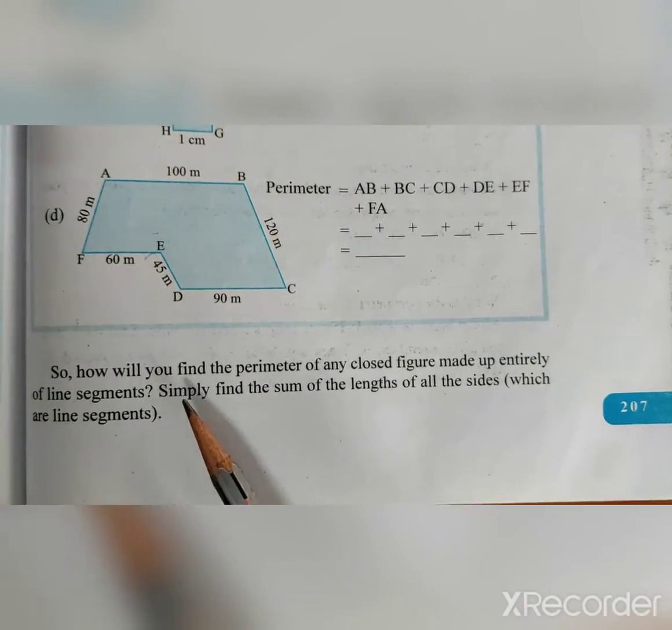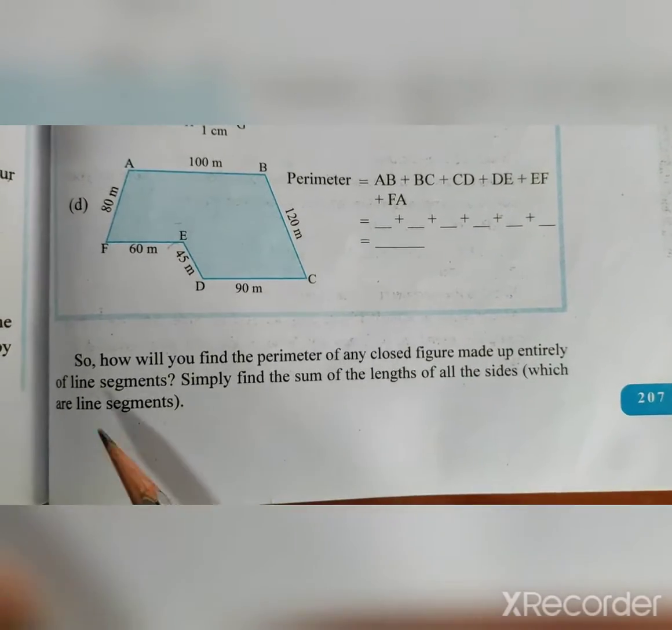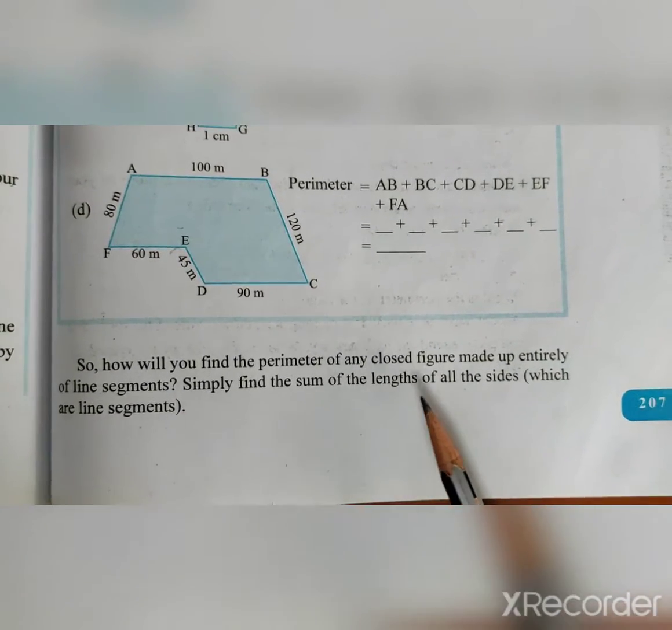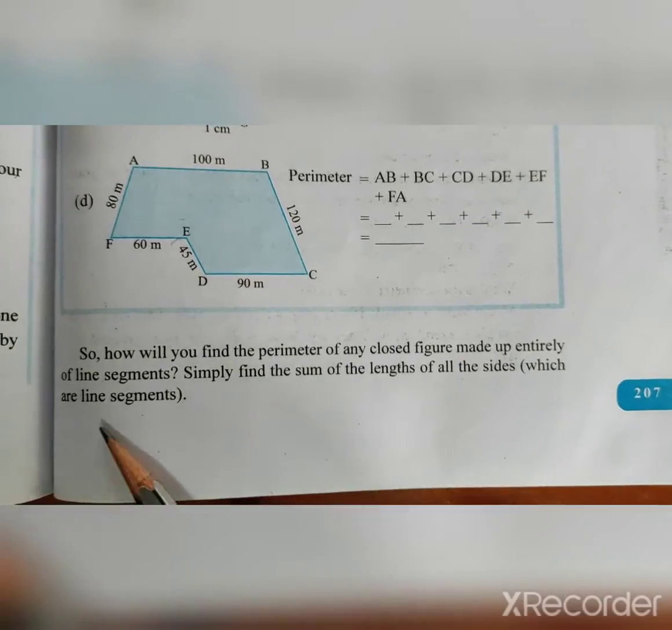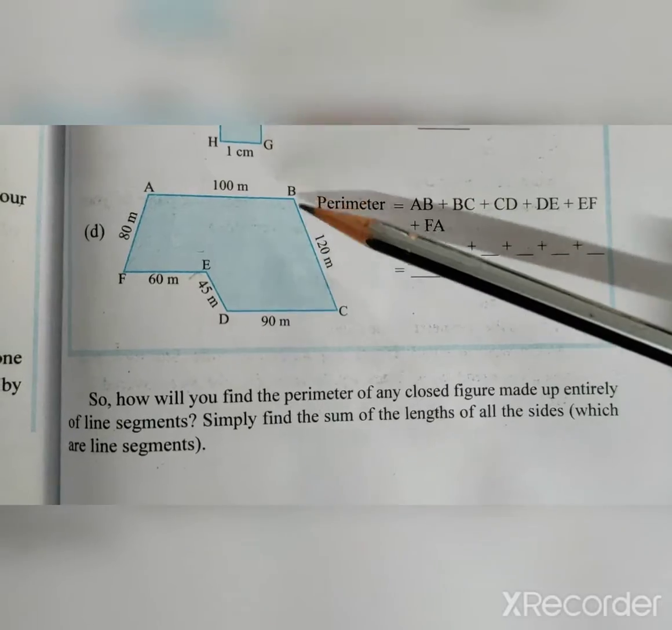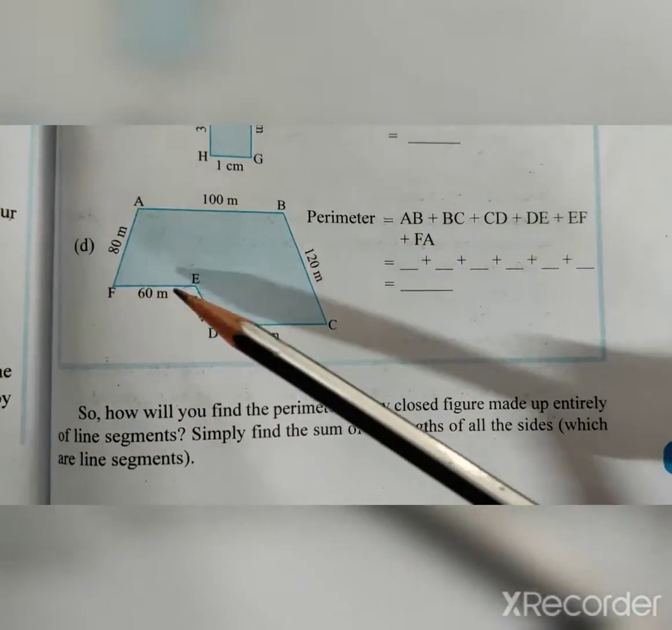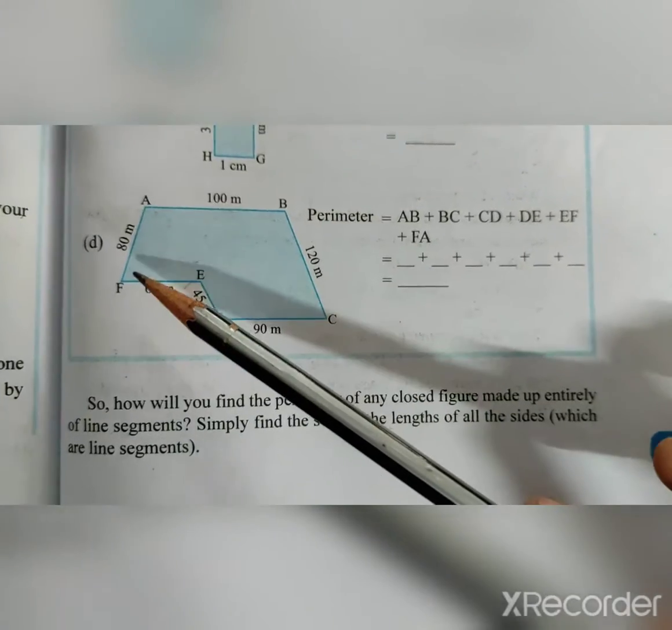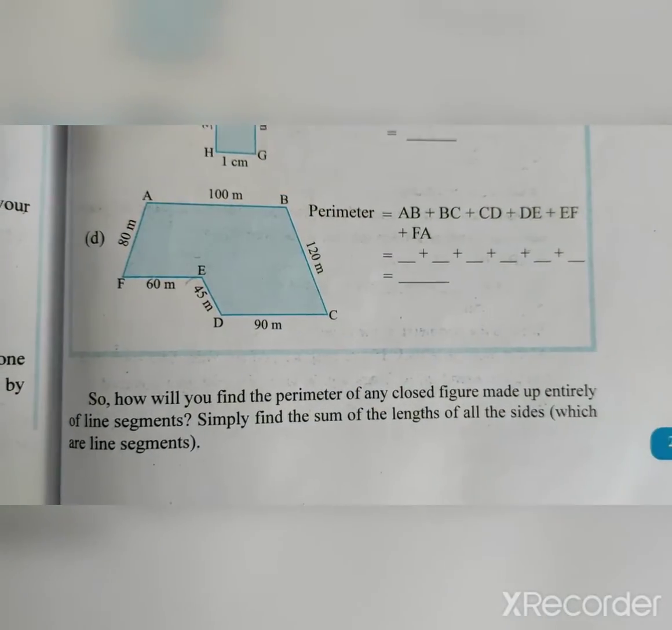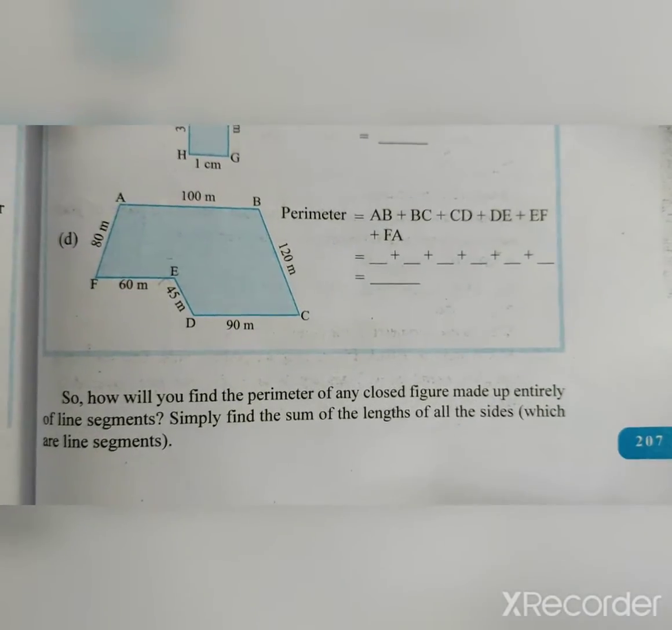So how will you find the perimeter of any closed figure made up entirely of line segments? Simply find the sum of the lengths of all sides, which are line segments. See here, line segments are there. So what do we do to calculate the perimeter? We add the measurements of the line segments and we get the answer, right?